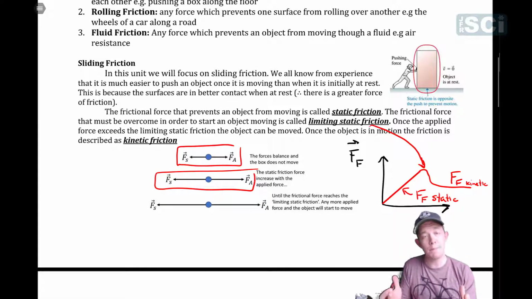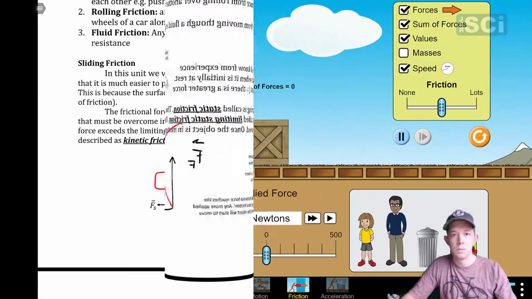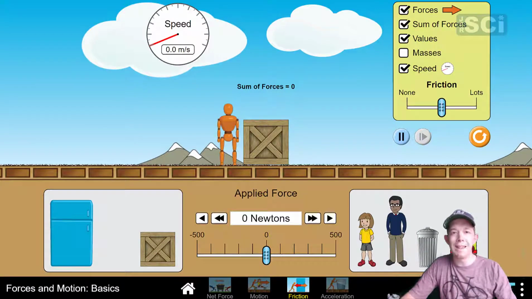So I have a little applet to show us exactly what I mean by this. And again, I'm going to use the PhET online simulations. So in this simulation, I'm going to show you exactly what I mean by static friction. I'll show you the limiting static friction as well as our kinetic friction. Okay, so let's go take a look at that app. So let's investigate what we mean by limiting static friction versus kinetic friction.